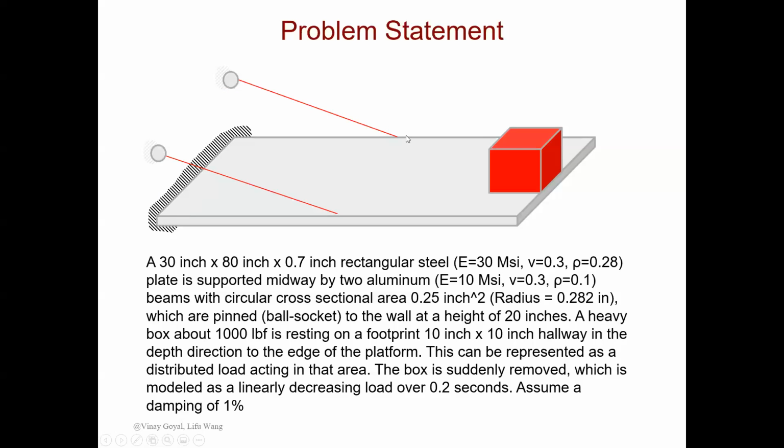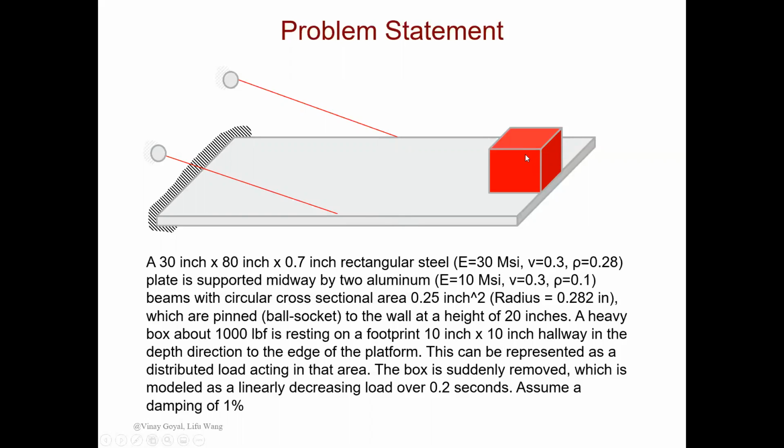So we have a plate which is pinned on one edge and also joined by two aluminum beams. The aluminum beam has a circular cross-section of 0.25 inches square. And the rectangular plate is 30 by 80 by 0.7 inches, so it can be considered as a shell. The plate is made of steel while the beam is made of aluminum.